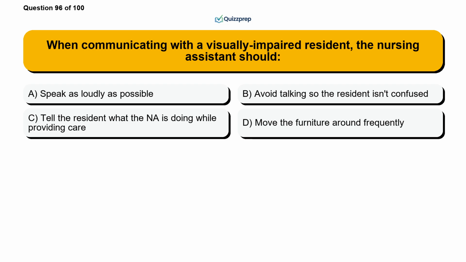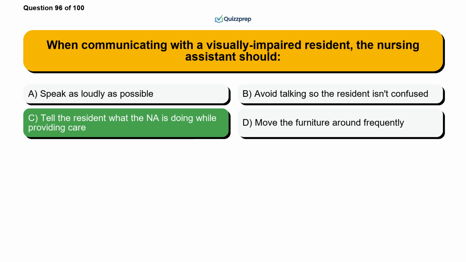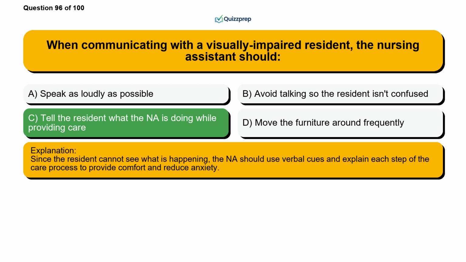Question 96. When communicating with a visually impaired resident, the nursing assistant should option A, speak as loudly as possible. Option B, avoid talking so the resident isn't confused. Option C, tell the resident what the NA is doing while providing care. Option D, move the furniture around frequently. The correct answer is option C, tell the resident what the NA is doing while providing care. Since the resident cannot see what is happening, the NA should use verbal cues and explain each step of the care process to provide comfort and reduce anxiety.